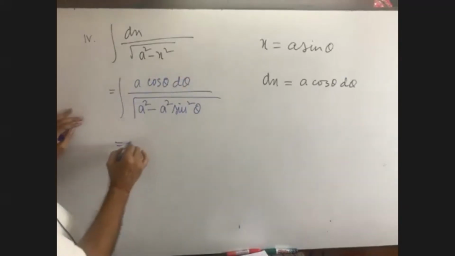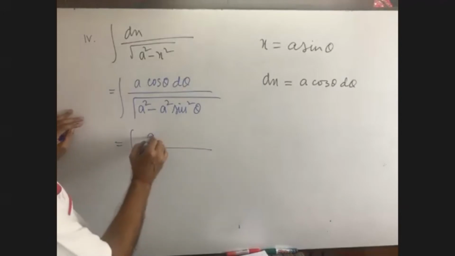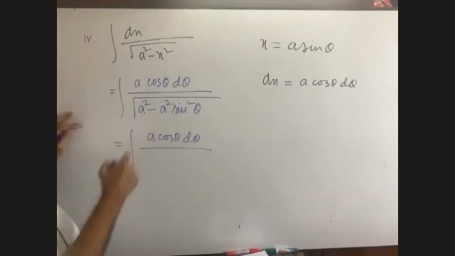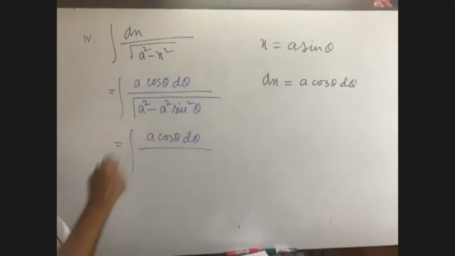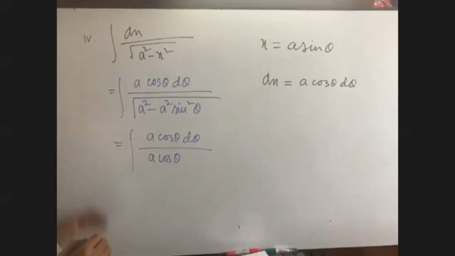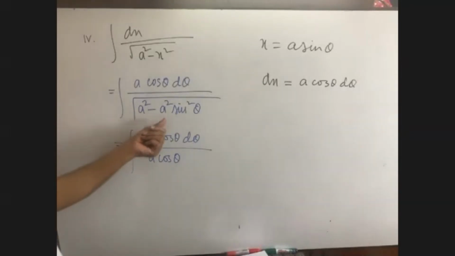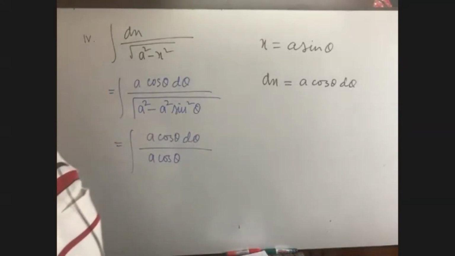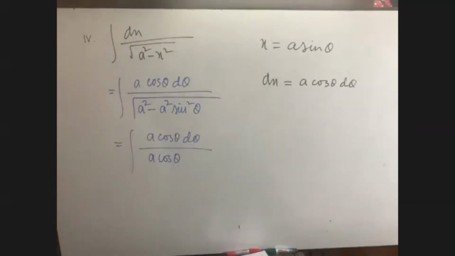Now we are getting in the denominator. If a square is taken common inside the root, we will get 1 minus sin square theta, that is cos square theta. It is root, so only cos theta, a cos theta. If we calculate it, you will get this.